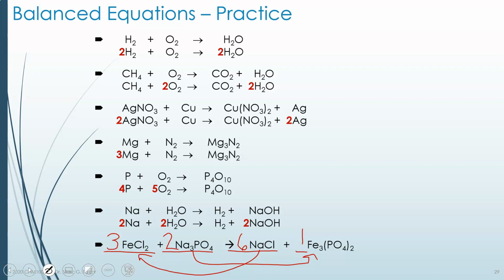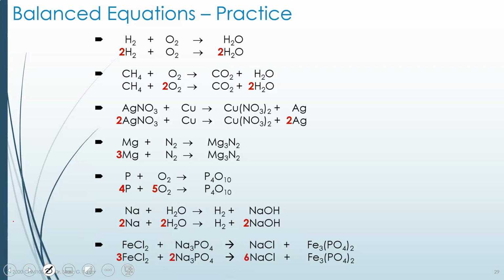Is there any way we can simplify this to a lower set of numbers? No, I can't divide it by 2 because the 1 will become a fraction. I can't divide it by 3 because the 2 and the 1 will become a fraction. So this is the simplest version, and we'll just show the final one here, and that is our balanced equation, and we'll stop here.